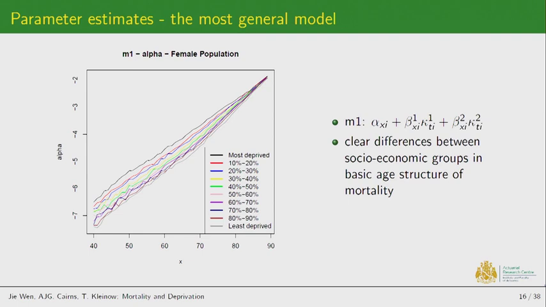This is here for the female population. And there are, of course, clear differences. The alpha clearly picks up the differences between the groups. The alpha also picks up this feature of the data that the mortality rates at high ages converge. There is no difference anymore in the mortality rates once we get to an age of 90 or so, or very little differences.